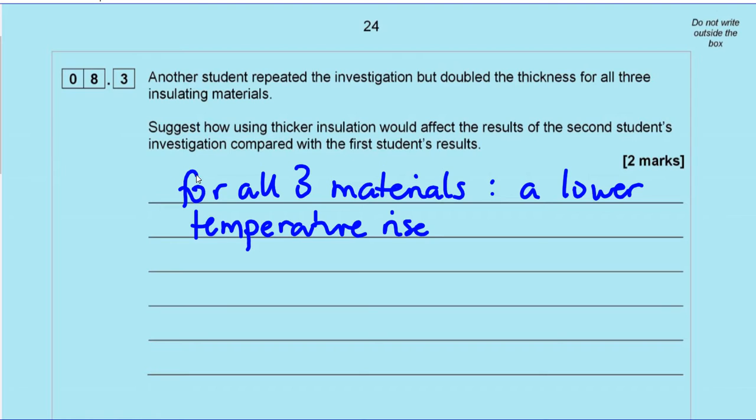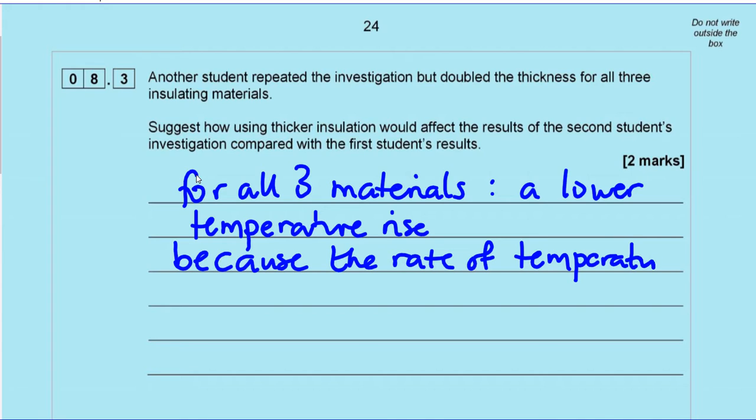But then we need to explain that. So for all 3 materials we see a lower temperature rise than we saw in the first experiment, because with that double layer of insulation we have reduced the rate of temperature change.